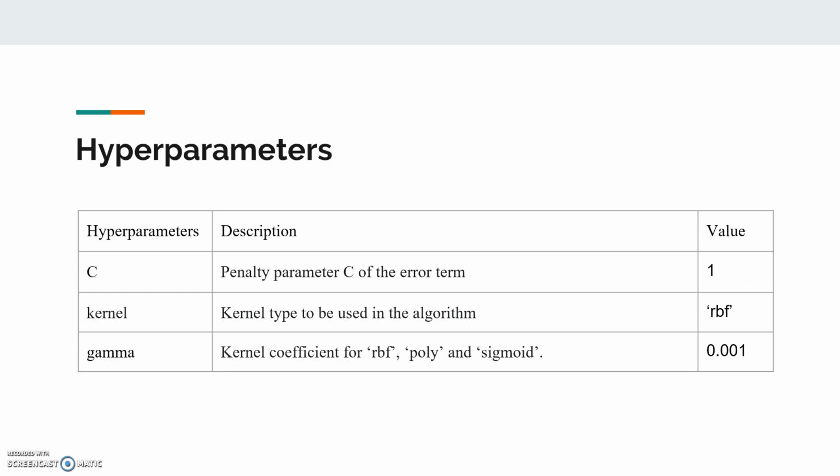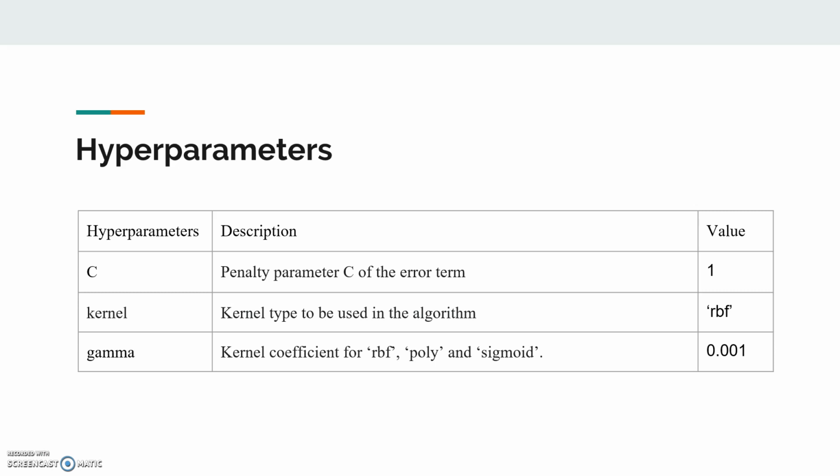The hyperplane sometimes is linear and sometimes is nonlinear, so we want to control it by the kernel. And gamma is a kernel coefficient. Gamma controls the stretching of the data in the third dimension.